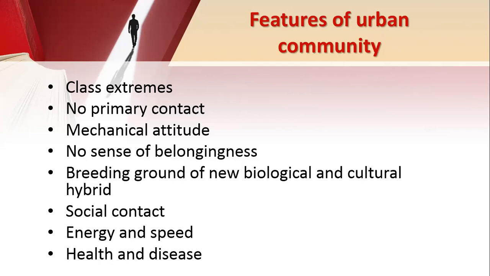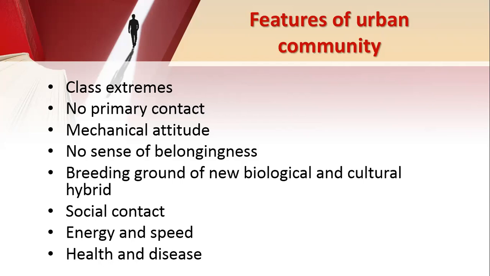And the second point is no primary contact. The inhabitants of urban community do not have primary contact with each other. People who are living in the city sometimes don't know each other, who are residing next to them. They don't know who their neighbors are. If you take apartments or individual houses, they don't have contact or personal interaction with each other. So they don't have primary contact with one another.